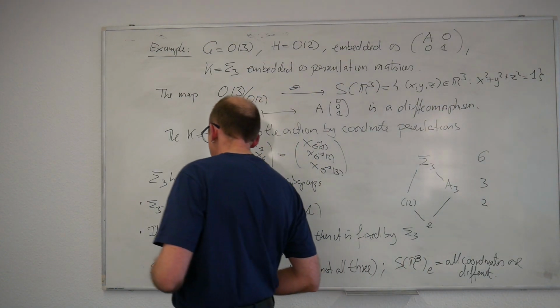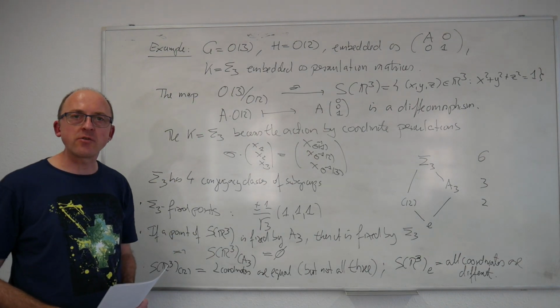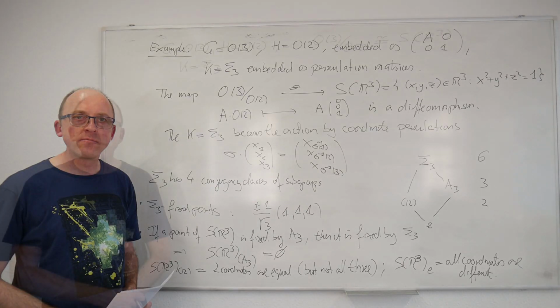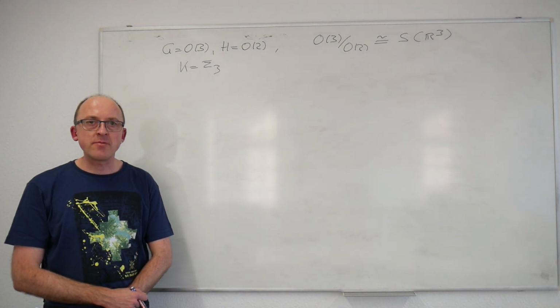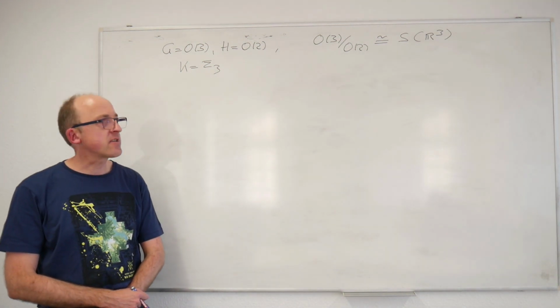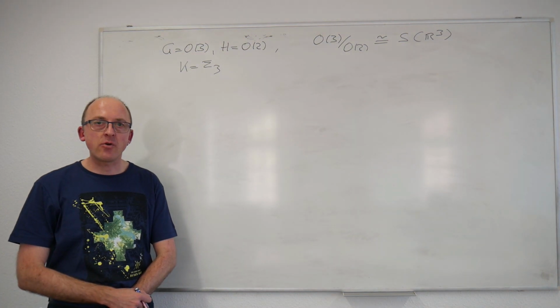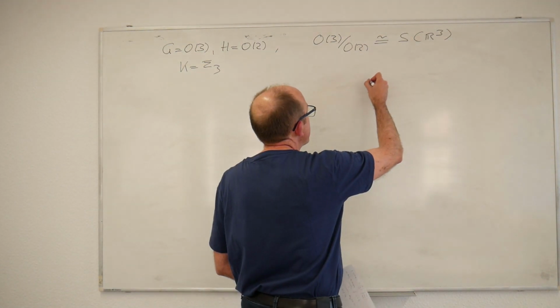So one of the reasons why I've chosen this particular example is that we can draw a picture of what the situation looks like, and this I will draw for you on the next whiteboard. So we're looking at an example where G mod H is the unit sphere in R3, so it's a 2-sphere, and we have the permutation by coordinates action of the symmetric group on 3 letters, so I can actually draw a picture of the situation.